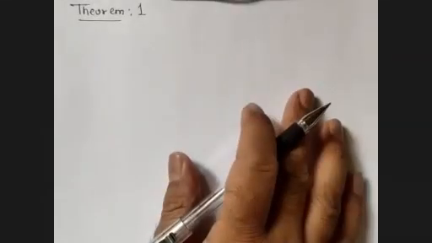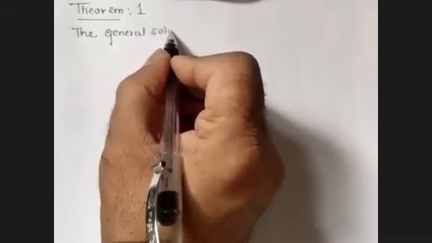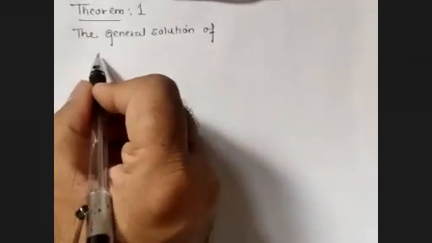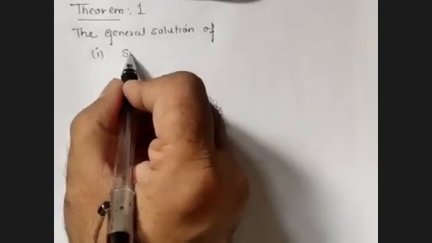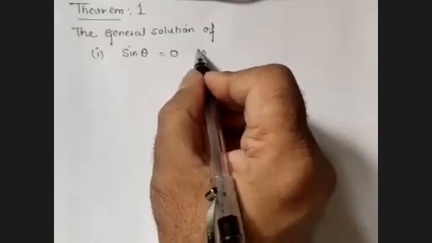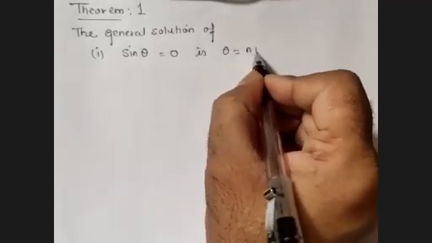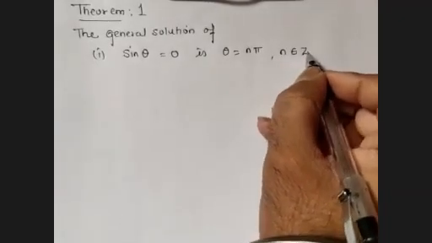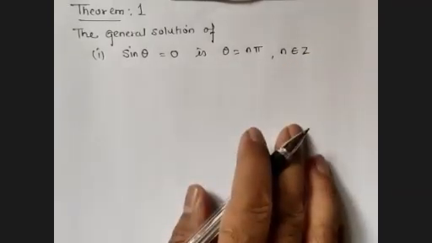Theorems. Theorem number 1. The general solution of sin theta is equal to 0 is theta is equal to n pi, where n belongs to Z.